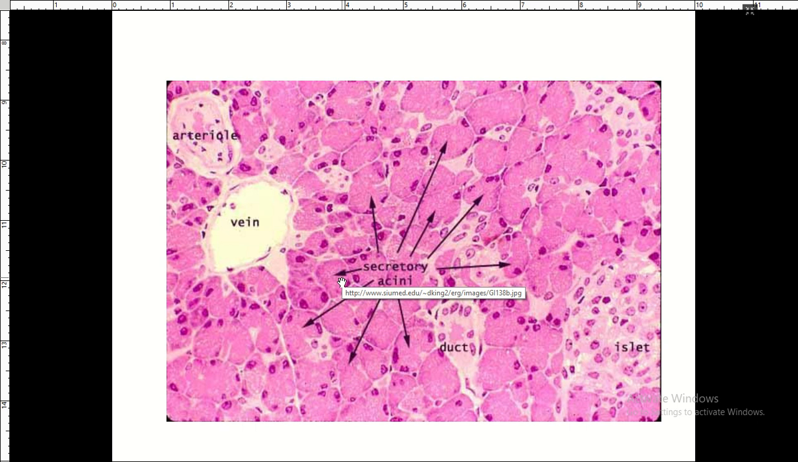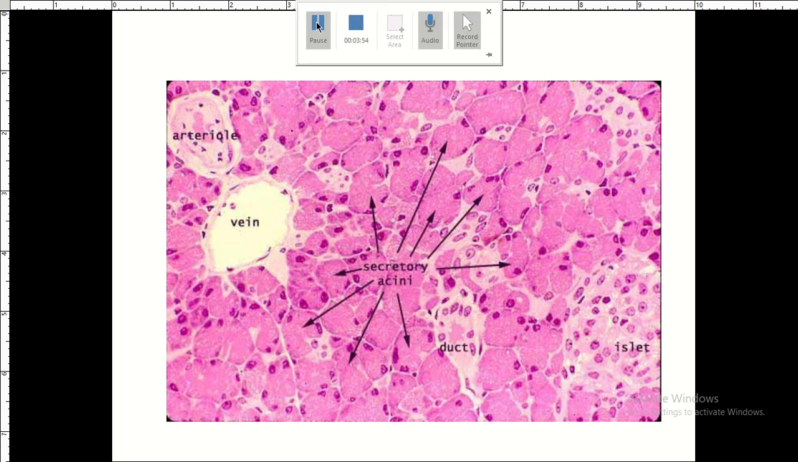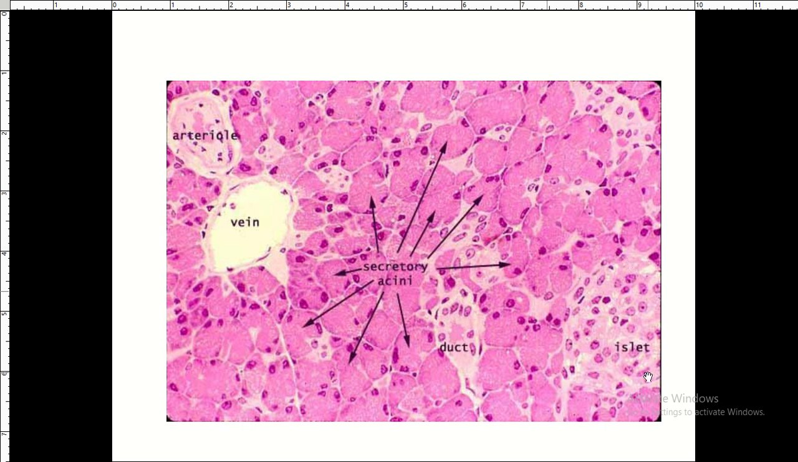Right. So we have secretory acini that will be polygonal shaped. So this is a secretory acinus, another secretory acinus here, another secretory acinus here, a secretory acinus here, and here this is an islet of Langerhans. You can actually see the clusters of cells. We are going to look at it very soon.